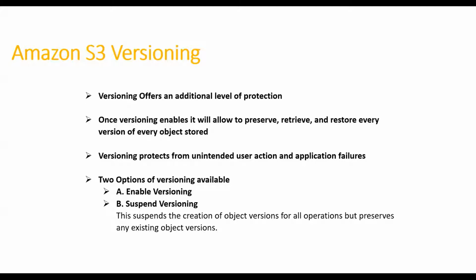Now with versioning, you can easily recover from both unintended user action and application failure. When you enable versioning for a bucket, if Amazon S3 receives multiple write requests for the same object simultaneously, it stores all of the objects. Now, if you enable versioning for a bucket, Amazon S3 automatically generates a unique version ID for the object being stored.